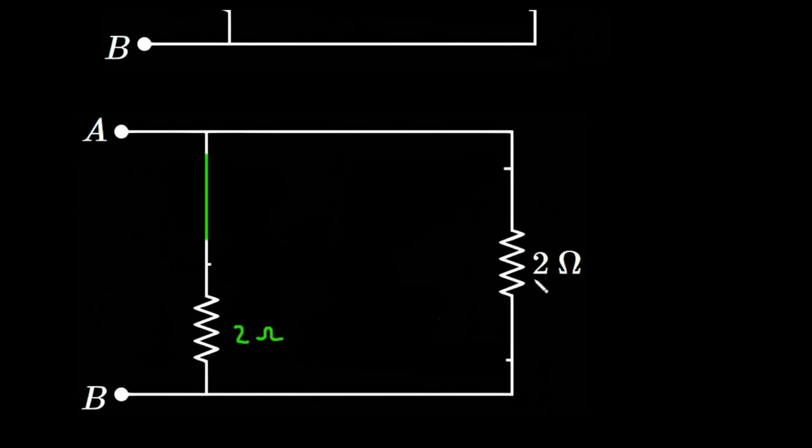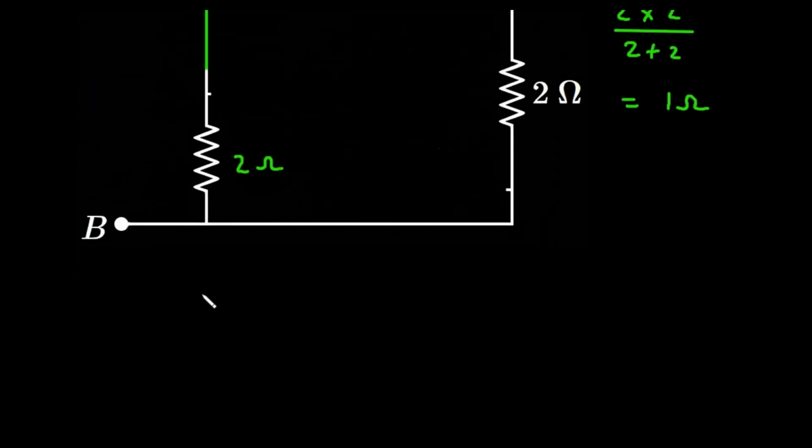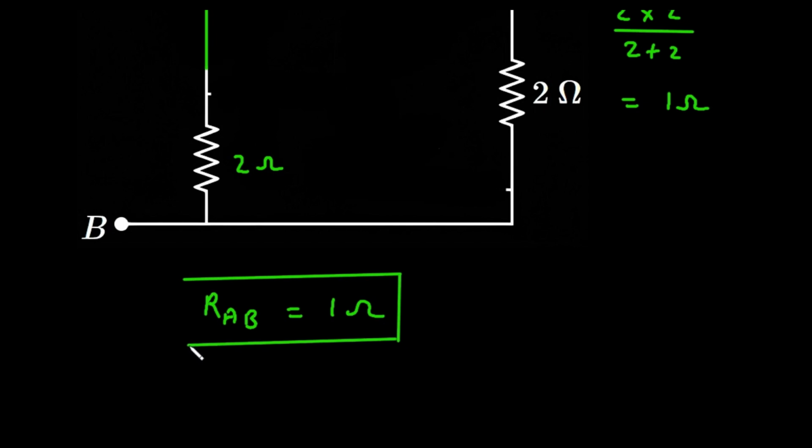Now this 2 ohm is in parallel with this 2 ohm. So again 2 into 2 divided by 2 plus 2. So it is simply 1 ohm. So therefore final answer is R_AB is equal to 1 ohm. So this is how we can solve this problem.